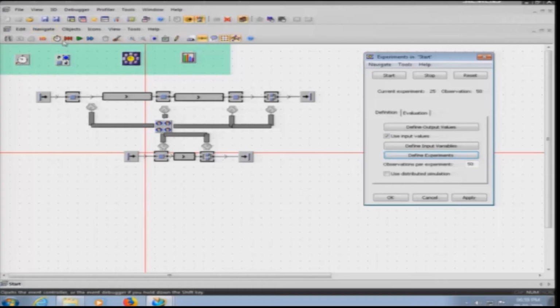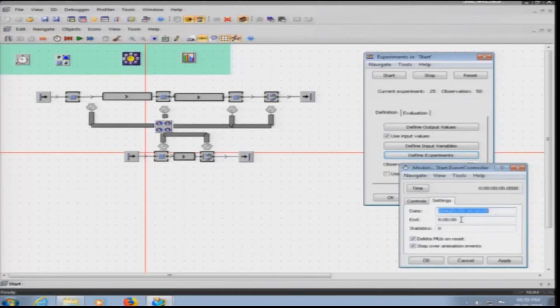I can consider one day. So I have put this time as an 8-hour day here. Okay, so one experiment would run for 50 times for 8 hours. That means total experiments that would be conducted would be 25 into 50, that is 1250 experiments. So 25 experiments for a single day would be conducted.